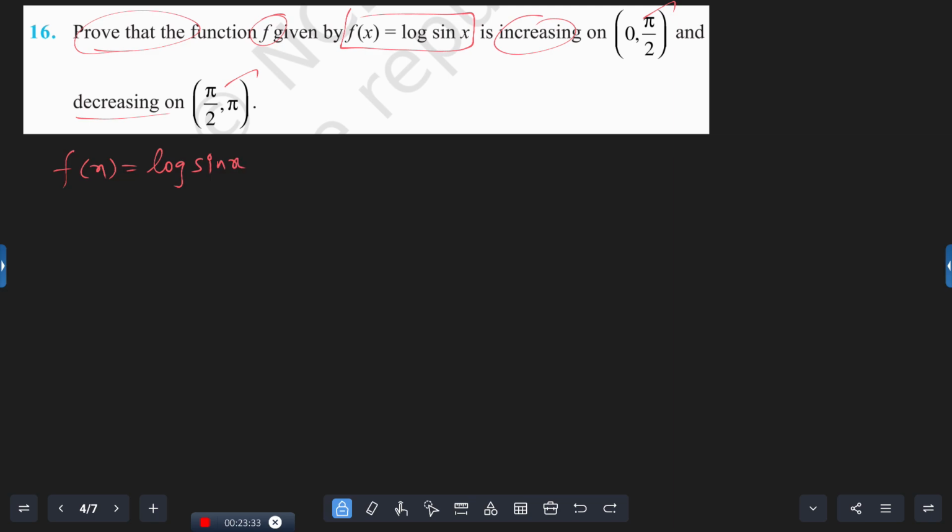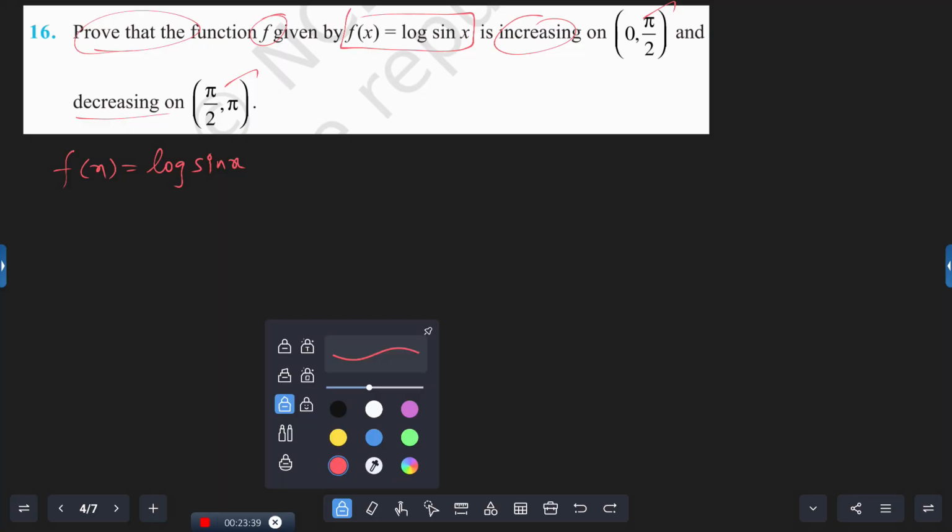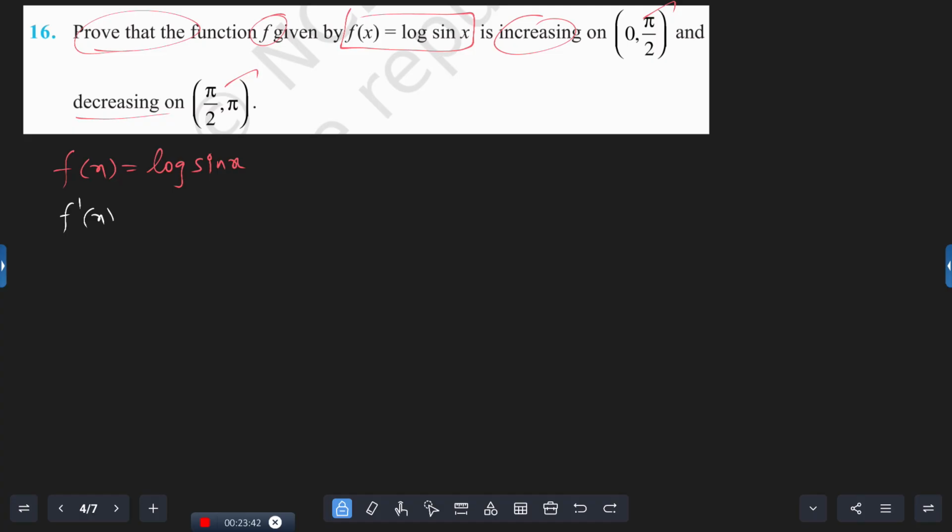See, when you see the words increasing, decreasing, what I said is to differentiate the given function. So let me differentiate the function first. F dash of x is equal to log; when you differentiate log x you get 1 divided by x. But instead of x, what we have here is sin, so you get 1 divided by sin x. This is the log derivative. Now the sin derivative is cos x. So cos by sin, you can say cot x. So f dash of x is equal to cot x.